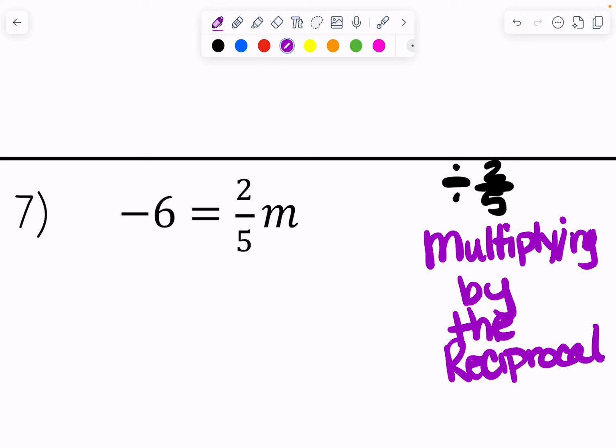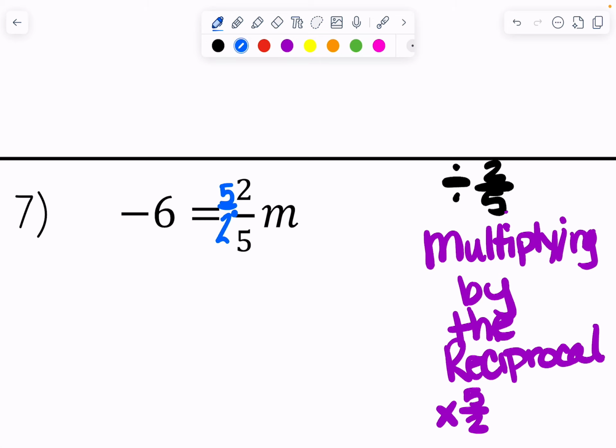So multiplying by the reciprocal, this is where in 6th grade, your teachers might have said keep, change, flip. But I want you to know what that really is. So the reason that you would do keep, change, flip is because when you divide by a fraction, you actually end up multiplying by what we call the reciprocal. So the reciprocal of 2/5 is that flip-flop of 2/5. So the reciprocal would be 5/2. So if I wanted to divide 2/5 m by 2/5, I can really multiply by 5/2.